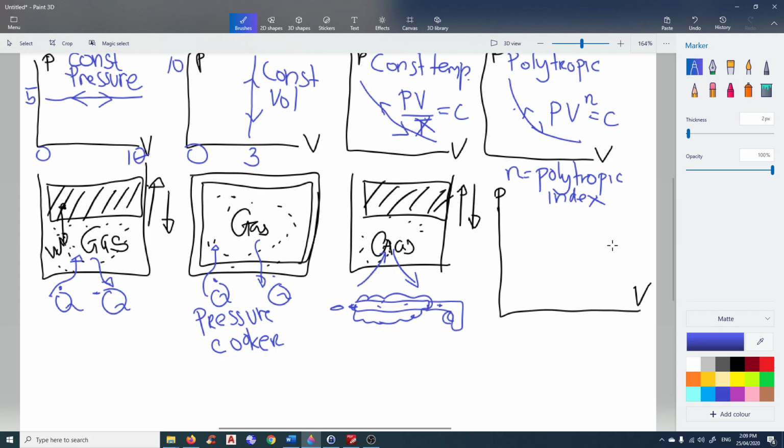So in the polytropic process, it's the same, like that. Now instead of PV to the power n, we have PV to the power gamma equal to C. Well, this gamma is what we call the adiabatic index.